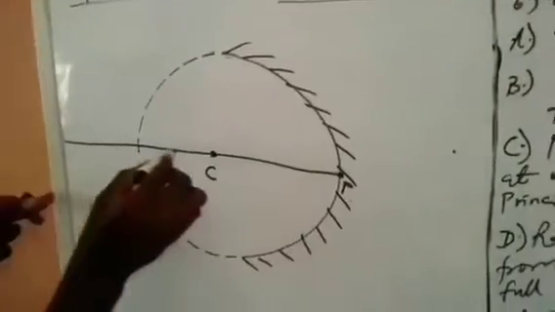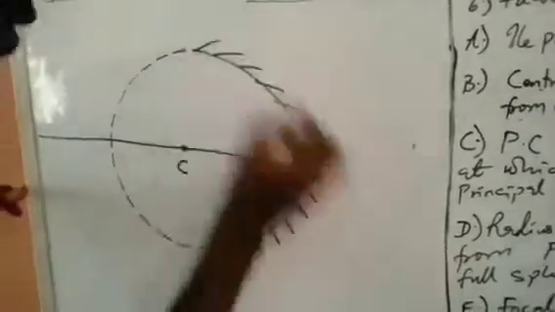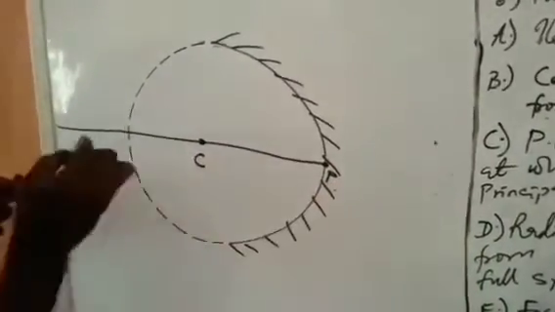Now, the third one says principal axis. Principal axis is this line that runs through the center of the sphere and cuts the reflecting surface to produce the pole. That is my principal axis.